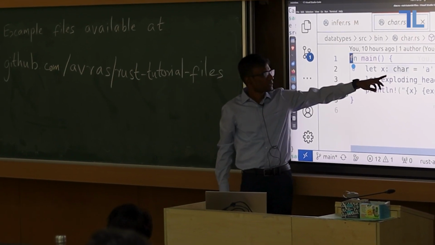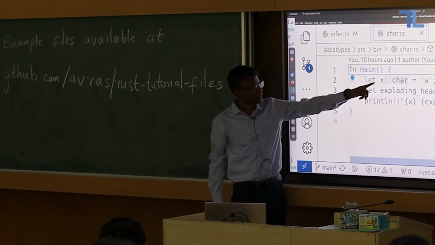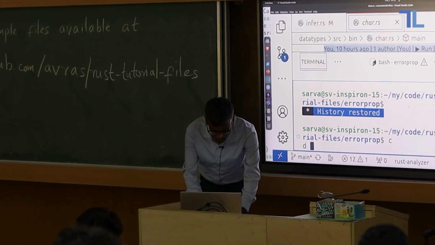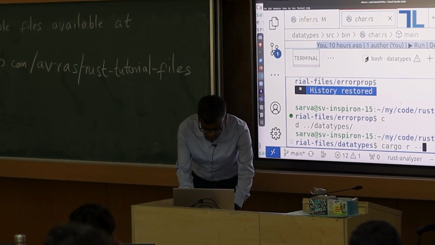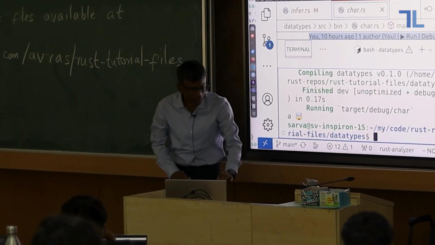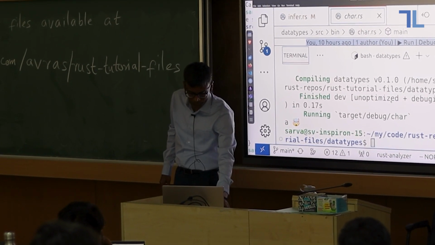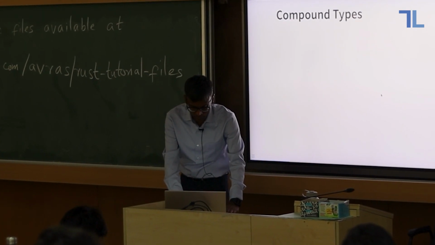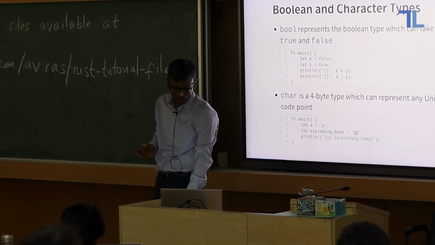You notice that Rust analyzer has annotated those two as character, the char type. So if I run that, you can see that it is printing that exploding head emoji. So far, nothing surprising, all the usual conveniences you would find in any modern language.